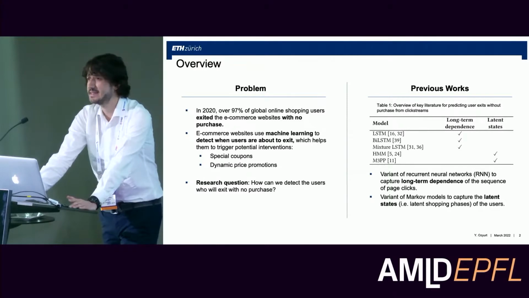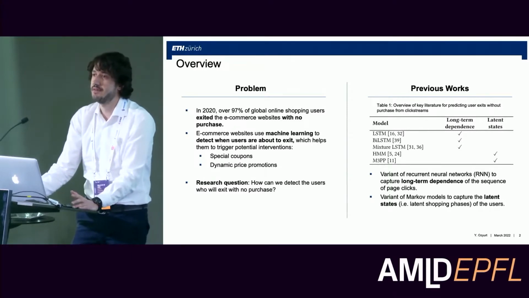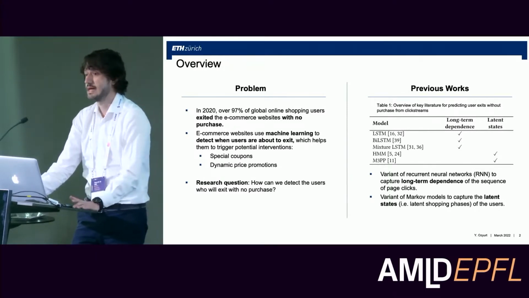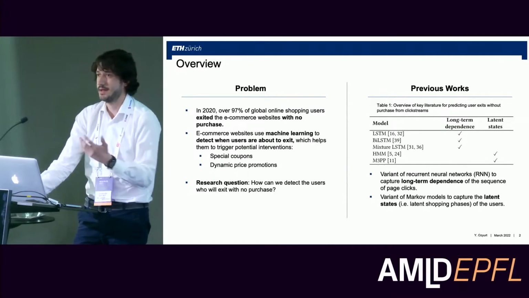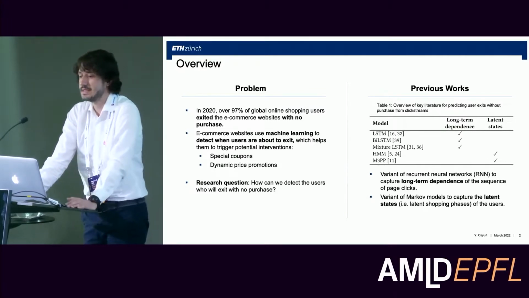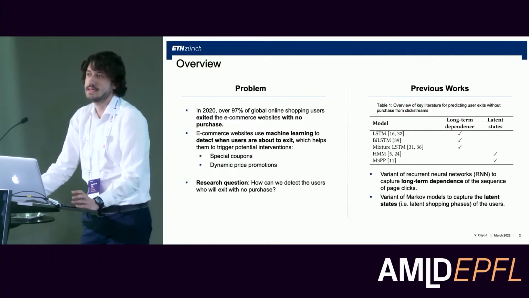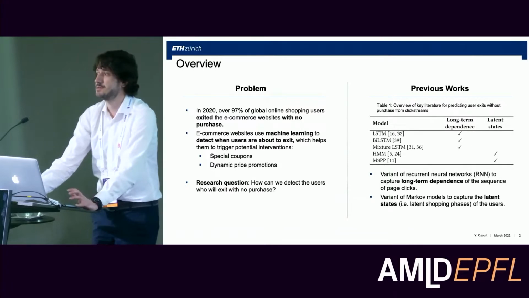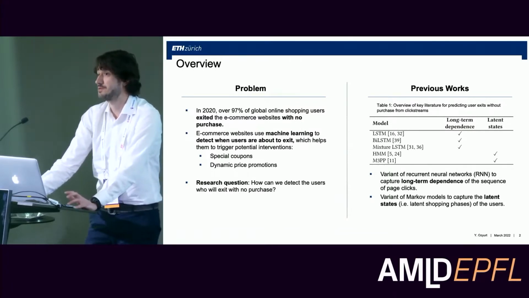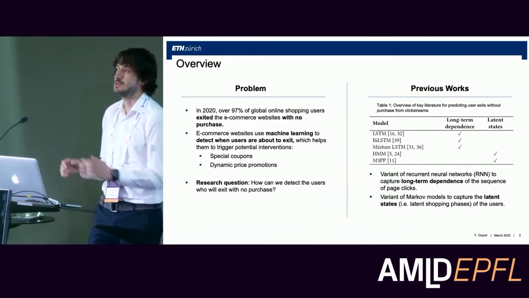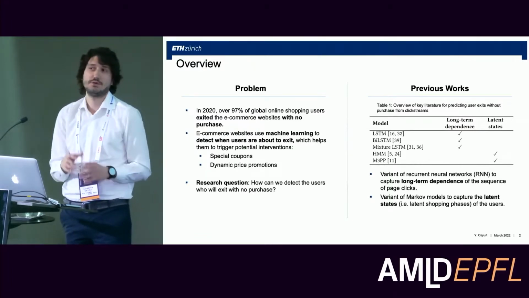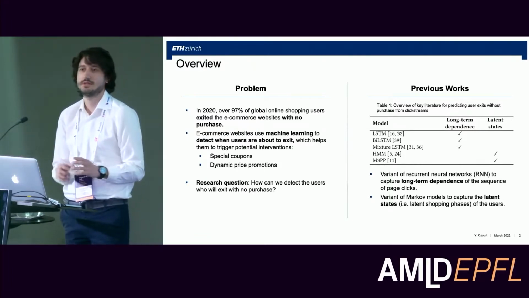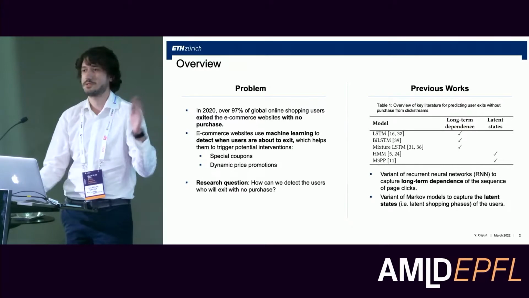On the other hand, the second approach is to use a variant of latent variable models, such as a hidden Markov model or any other variant of this. This leads to suboptimal prediction performance in some cases, yet it has the ability to capture latent shopping phases of the users, such as whether the user is going through a goal-oriented phase, whether the user is just browsing the website, or whether the user is in flow, where he loses the sense of time, or not in flow, etc.